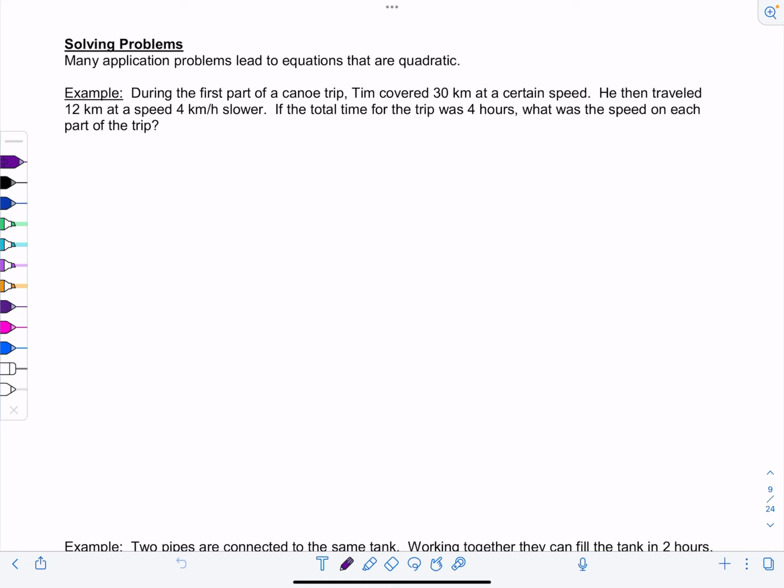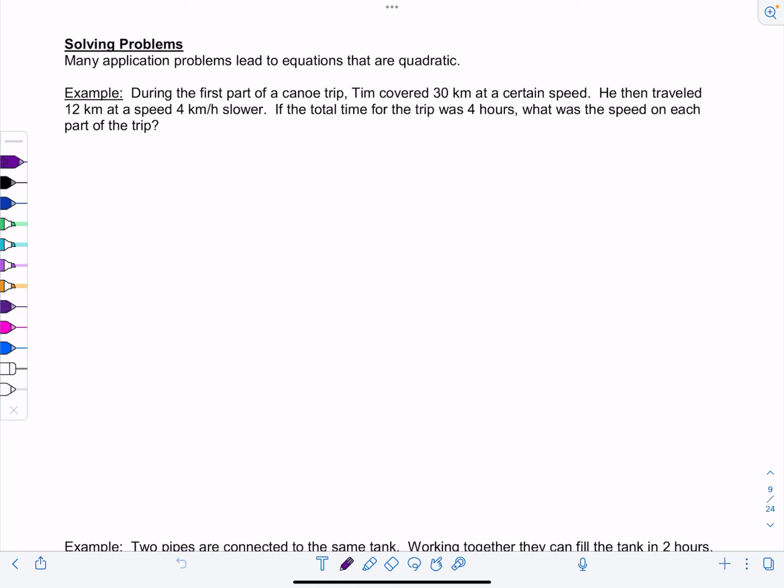First example. During the first part of a canoe trip, Tim covered 30 kilometers at a certain speed. He then traveled 12 kilometers at a speed 4 kilometers per hour slower. If the total time for the trip was 4 hours, what was the speed on each part of the trip?